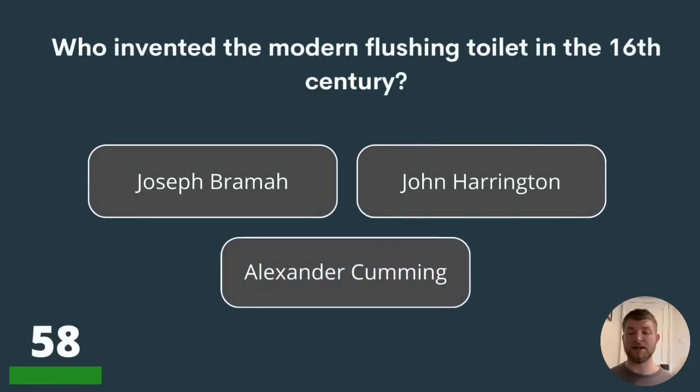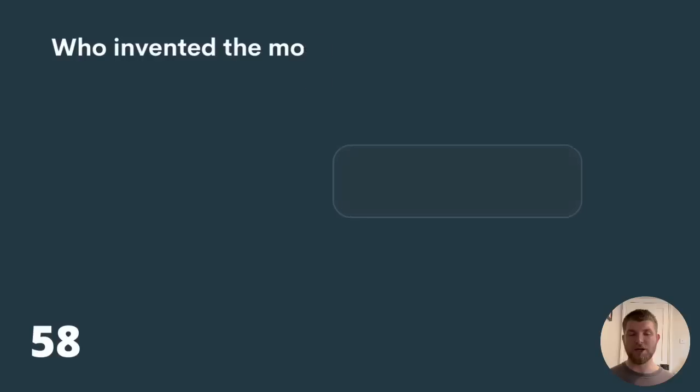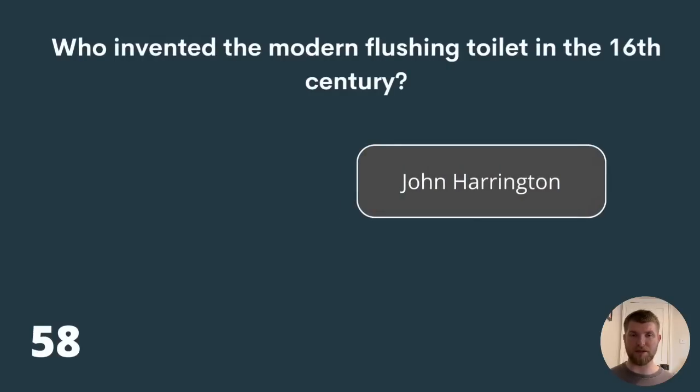58. Who invented the modern flushing toilet in the 16th century? Joseph Bramah, John Harrington, or Alexander Cumming? The modern flushing toilet in the 16th century was invented by John Harrington. Thank you very much to him.